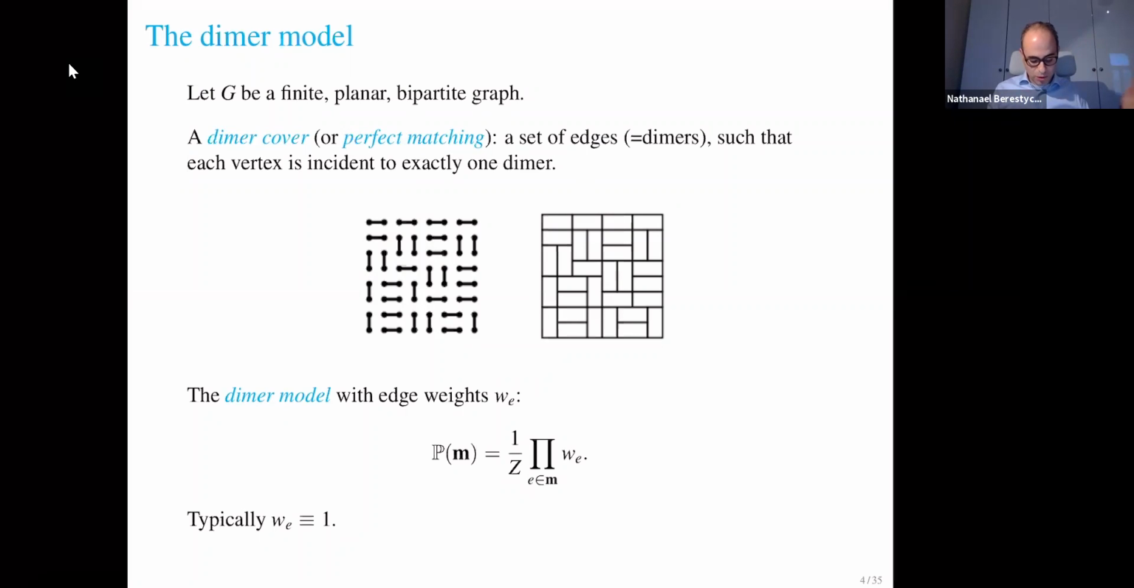And what is a Dimer model when we have edge weights W on the graph? So here this is undirected. So for every edge, I give you a positive number W_e. And the Dimer model is just the following. We pick one such Dimer covering M with a probability proportional to the product of the weights of the edges in your covering. And typically the situation we're interested in is the case where W is equal to 1. So this corresponds to selecting one of those Dimer configurations uniformly at random. Okay, so that's just the Dimer model.